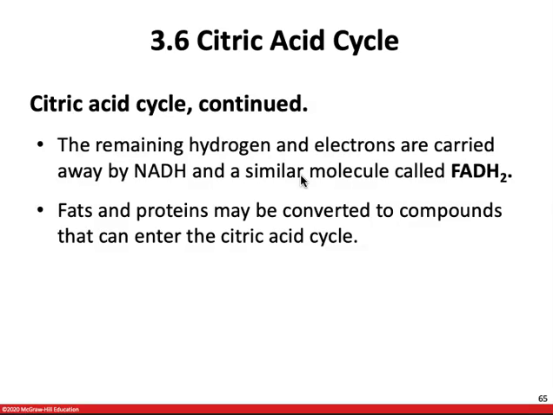The remaining hydrogen electrons are going to be carried away by NADH and FADH2. The fats and proteins, like I said, could also be converted into compounds that can enter the citric acid cycle. So we can go through this process with molecules other than just glucose, although glucose is going to be our primary source of fuel.